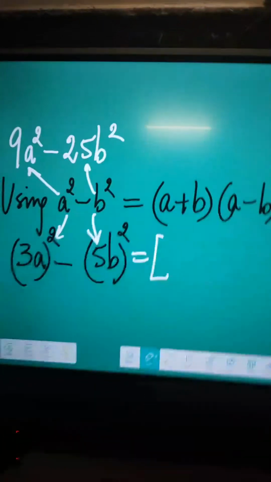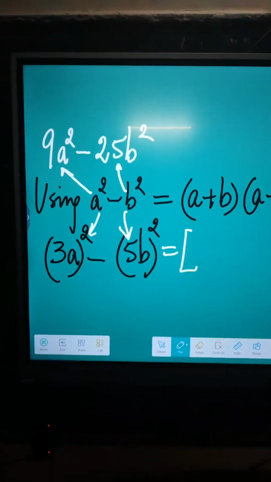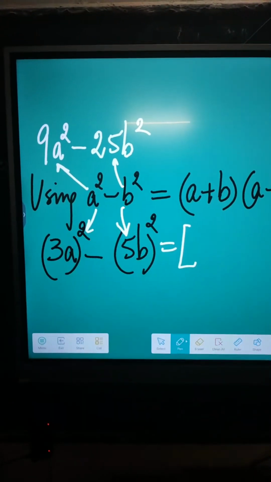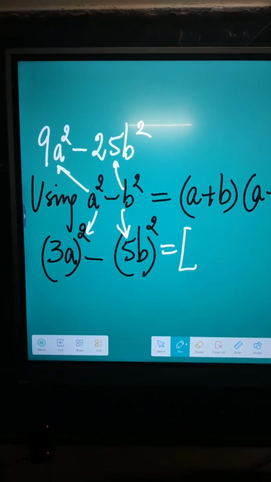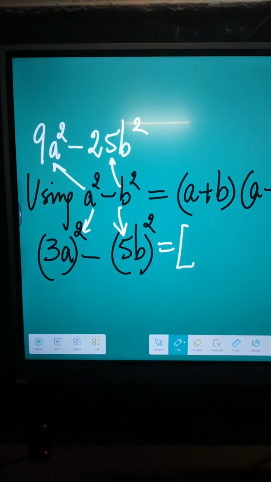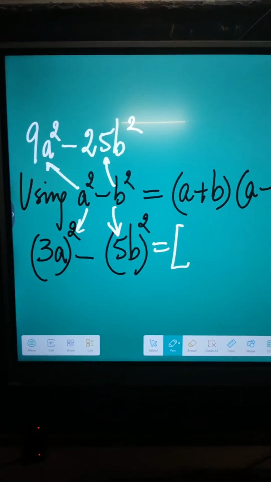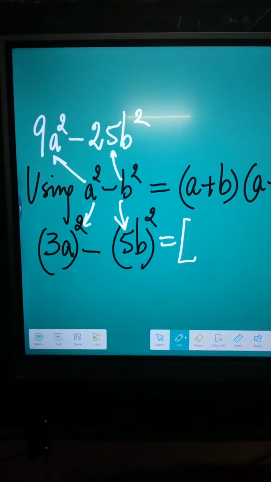So what is a plus b? A is the first term, b is the second term. A is 3a and b is 5b. What will be a plus b? Type your answer below.